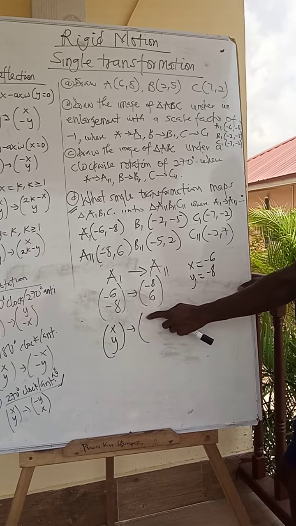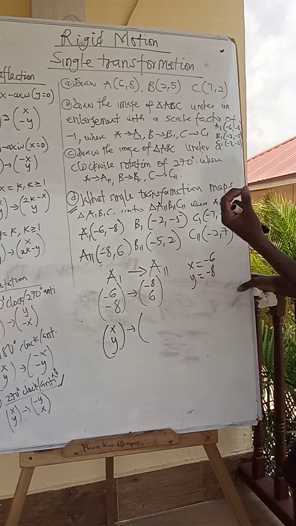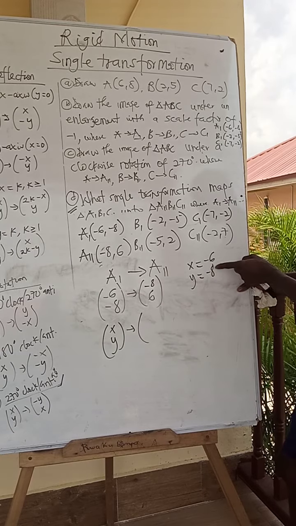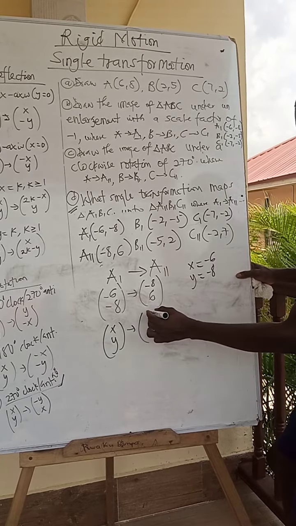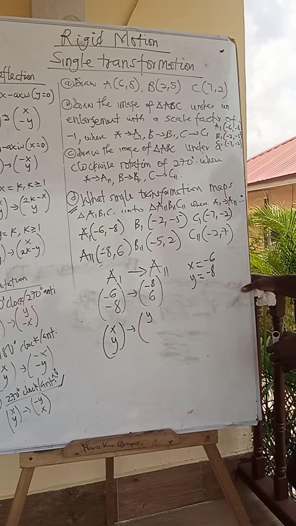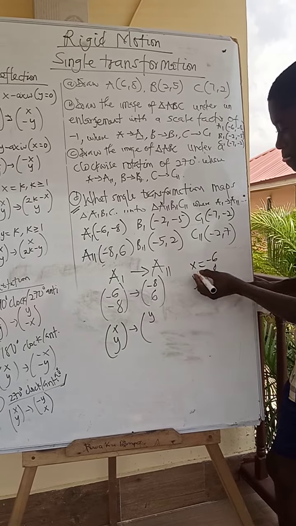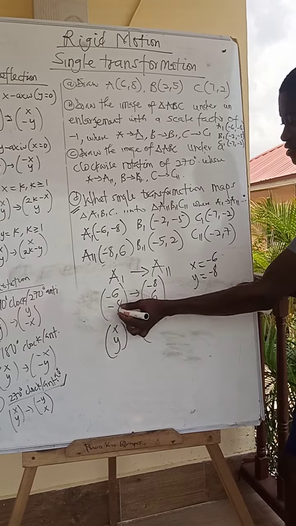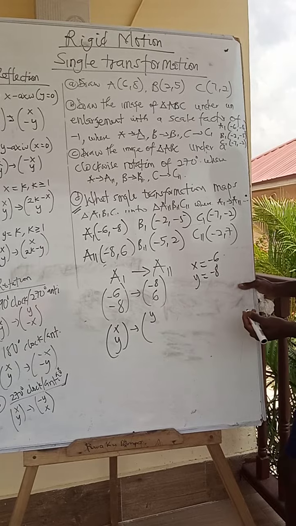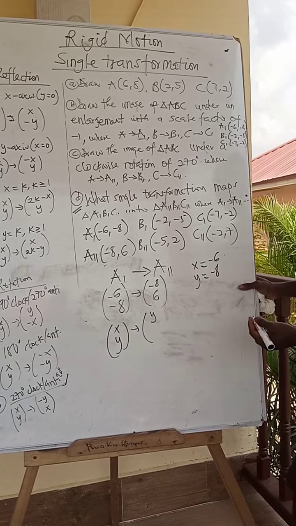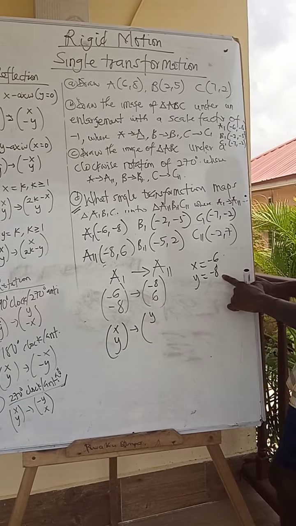Now, compare this side. Which one is negative 8? Then you go and look into your formula. Do you have negative 8 here? Yes. Negative 8 is for Y, so here I can write Y. You understand? Just relax. X is negative 6, Y is negative 8. So our negative 8 is for Y. Look at it.